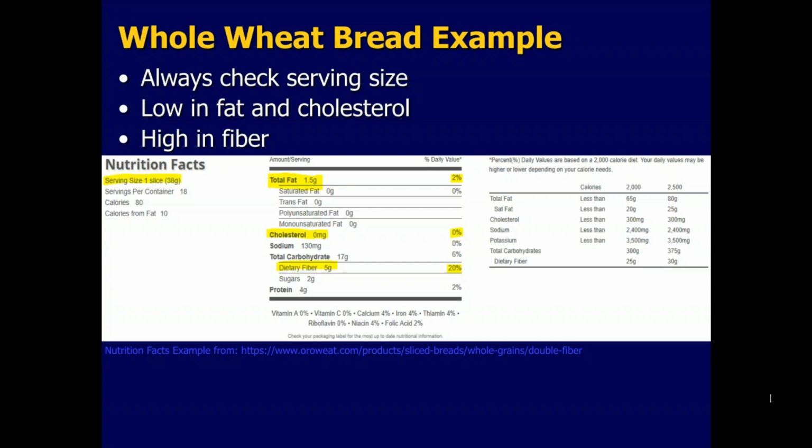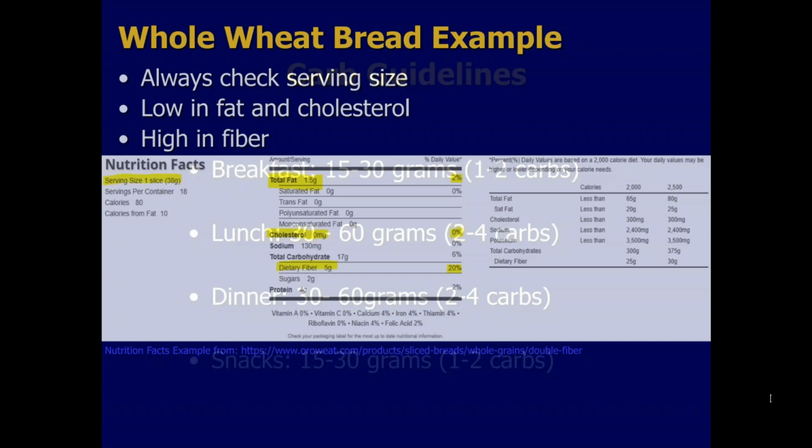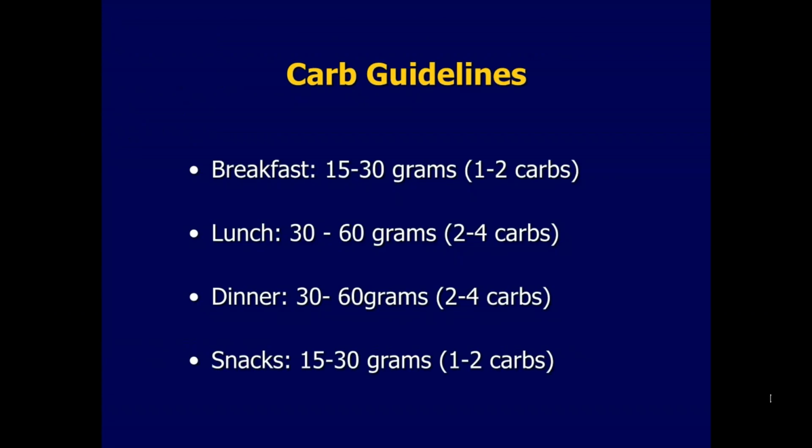So it's always good to look into the label when you're actually counting the carbs. Now the guidelines usually go about as follows. This is what typically the guidelines are, but like I said, every clinic has a different protocol. Breakfast could be anywhere from 15 to 30 grams of carbs, which is 1 to 2 carb choices. Remember, one serving is 15 grams of carbs, so 15 to 30 is 1 to 2 carb servings. Lunch could be 30 to 60 grams, which is 2 to 4 carbs. Dinner is 30 to 60 grams, 2 to 4. Snacks are 15 to 30 grams.